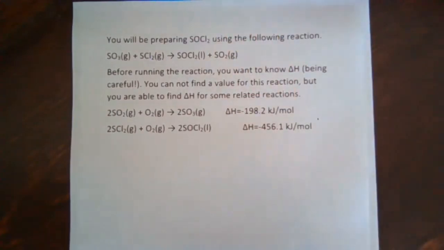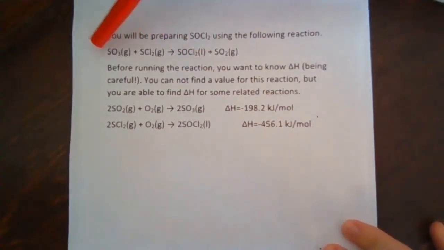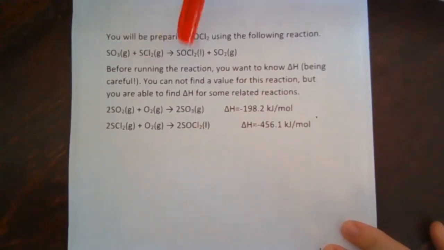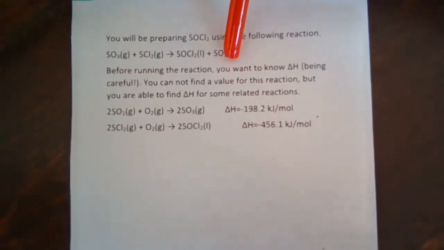All right, so this is a real life reason why we use Hess's law in the chemistry lab. You're going to do this reaction. You want to make SOCl2. You're going to react SO3 and SCl2, and you're going to make this as your product. You'll have another product there as well. And so you want to know delta H.